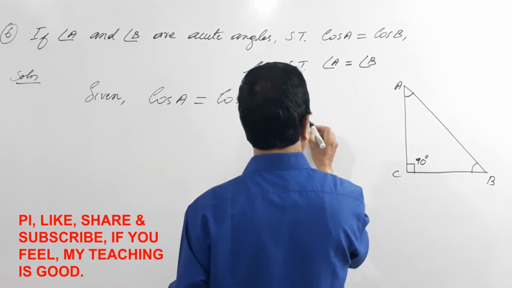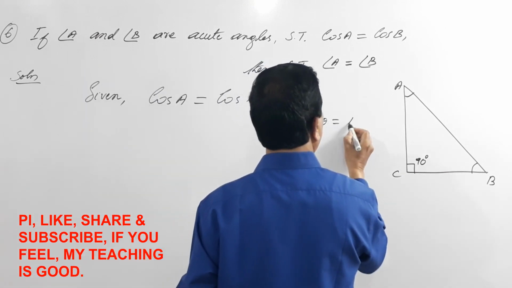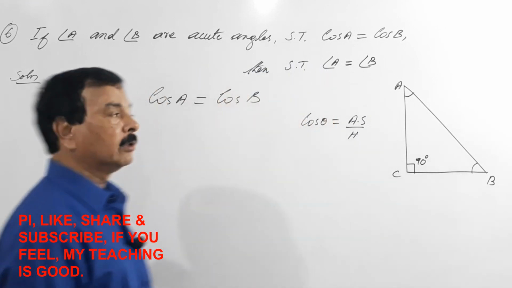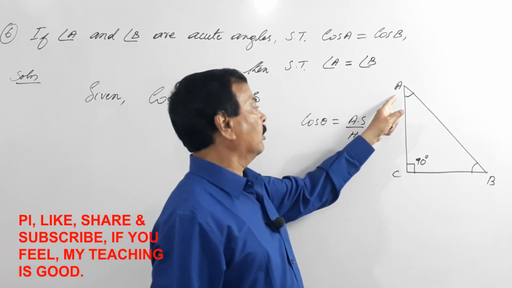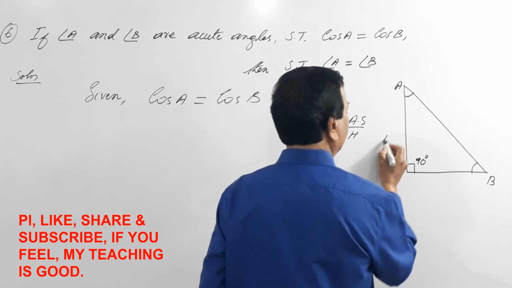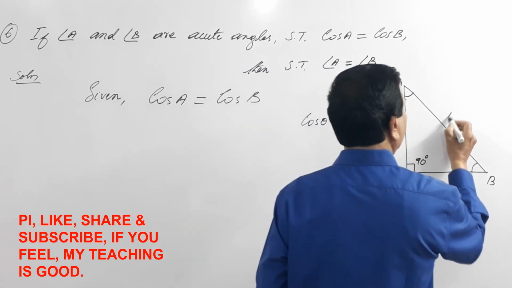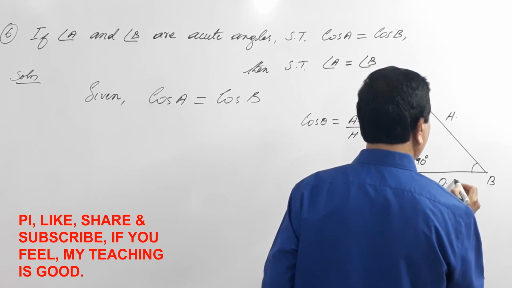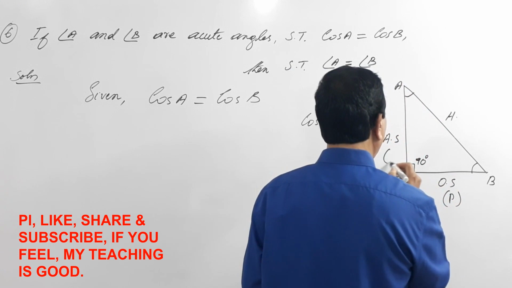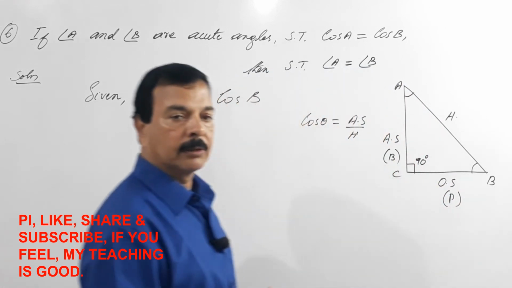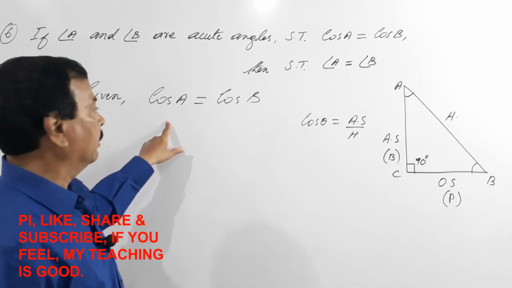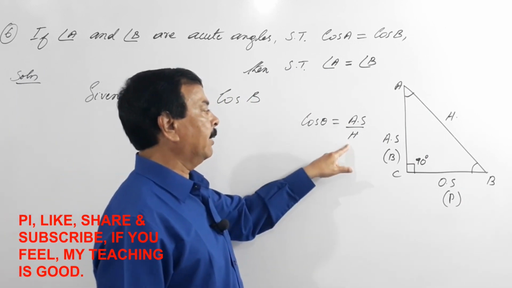We know that cos theta is adjacent side by hypotenuse. So when I treat this as cos A, definitely this will be the adjacent side, this is the hypotenuse, and this will be the opposite side or perpendicular, also called the base. So now I'll write the value for cos A. What is cos A? Adjacent side by hypotenuse.